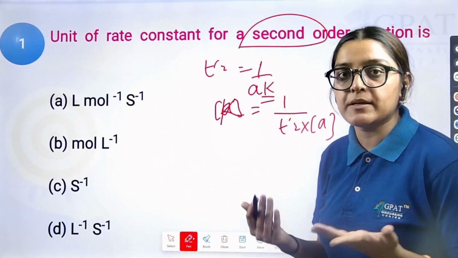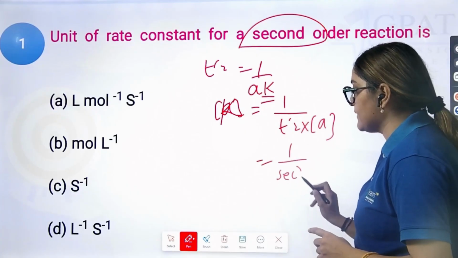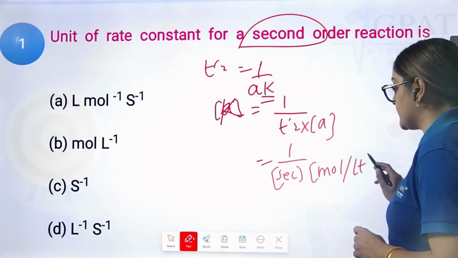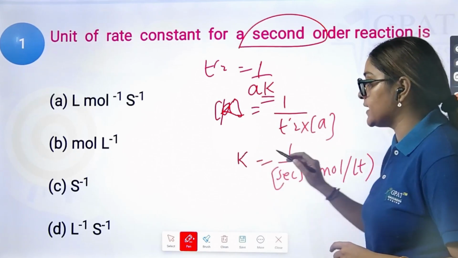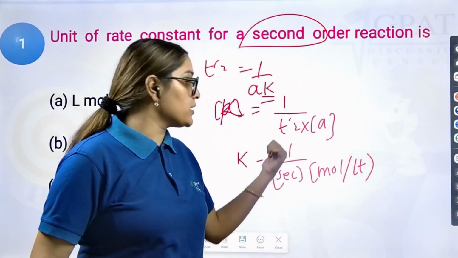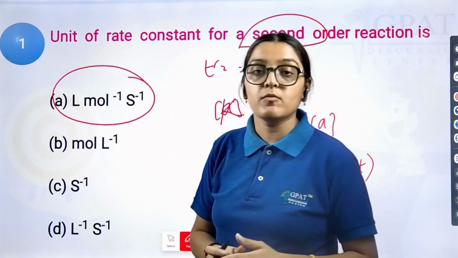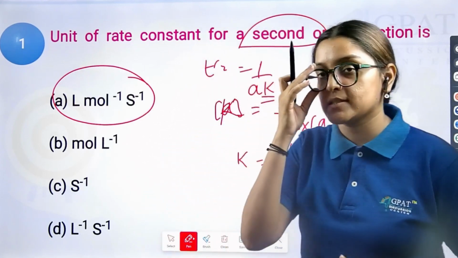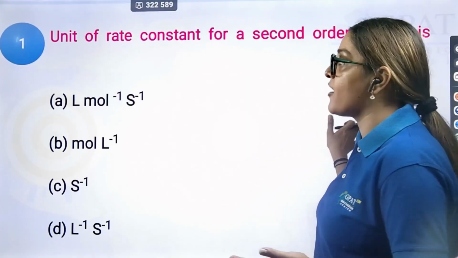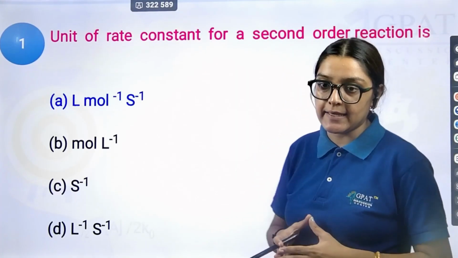Sometimes we don't remember, so we can calculate. For the time it will be second, for the concentration it will be mole per liter. Because it is in the inverse, it will be mole inverse liter upon second inverse. So I hope it resembles what I have mentioned: liter mole inverse second inverse. You can remember the rate equations or directly the half-life equations for these calculations. So option A here is correct.